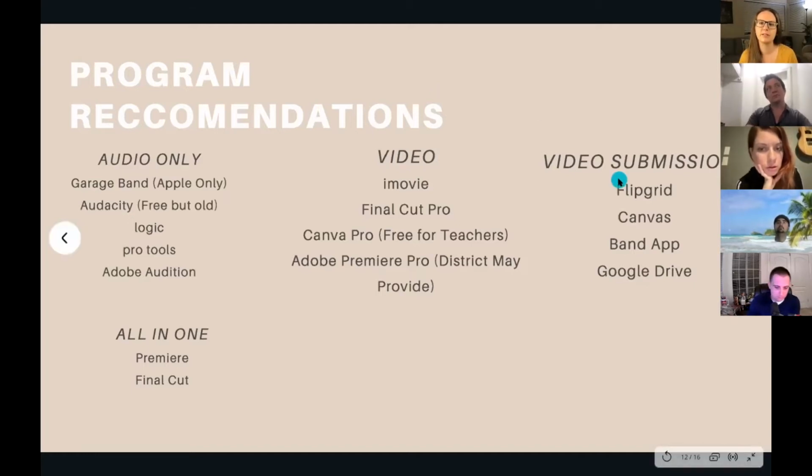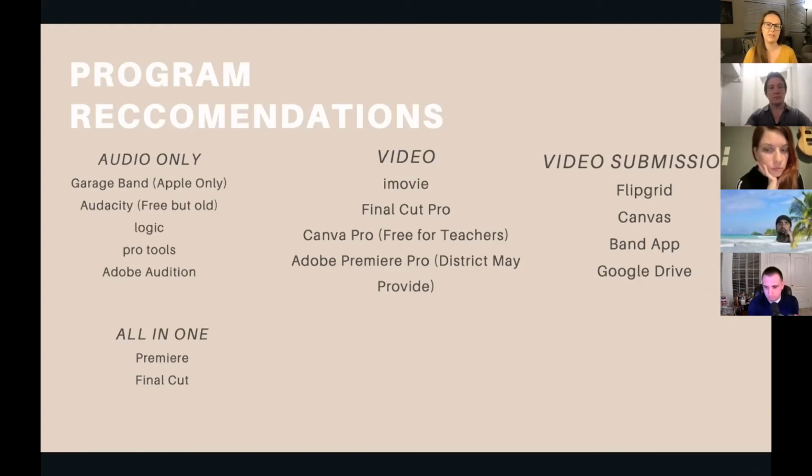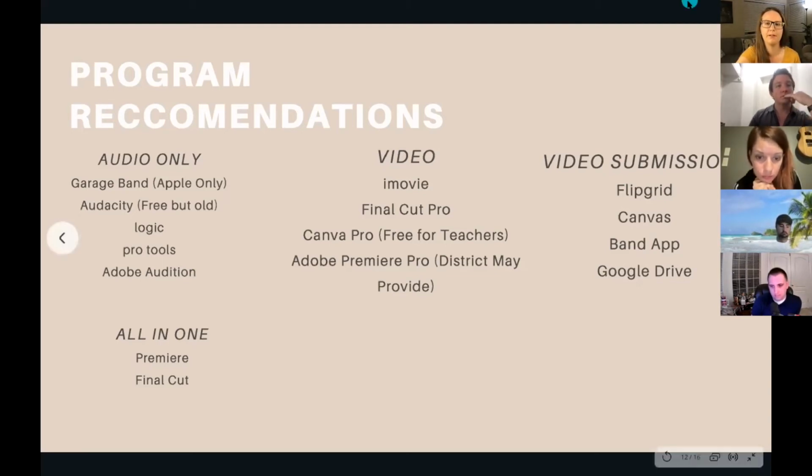Video submissions: there's programs like Flipgrid, which many of you may already be aware of. Canvas, if you're using Canvas, you can do Google Drive. I know some people set up folders on Google Drive that kids submit their video submissions right in there. You can use the Band app, they could submit their video through that. It's just all different kinds of stuff. And then the all-in-one programs are Adobe Premiere Pro and Final Cut. So those are the program recommendations.